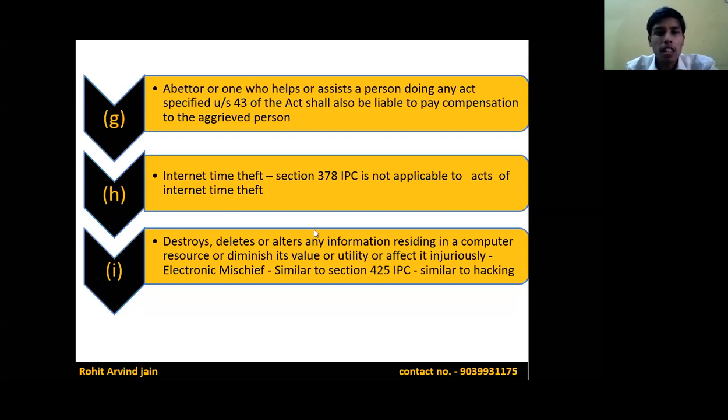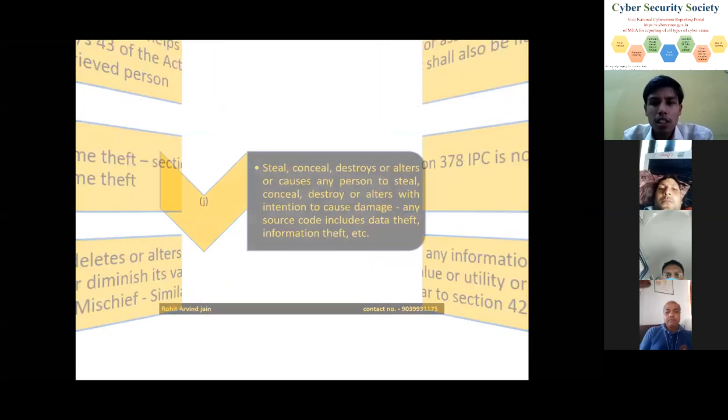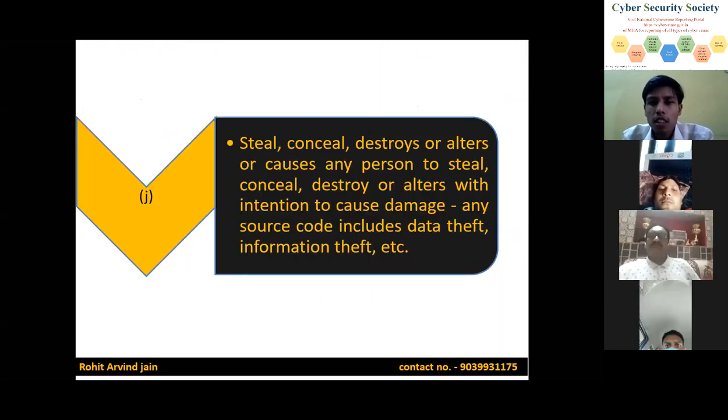And then the last section is 43G, which deals with stealing, concealing, destroying, or altering, or causing any person to steal, destroy, or alter with the intention to cause damage, like source code, and includes data theft, information theft, etc. These are dealt with under 43G.